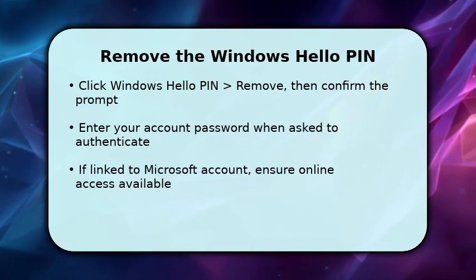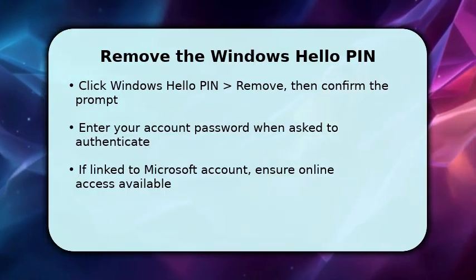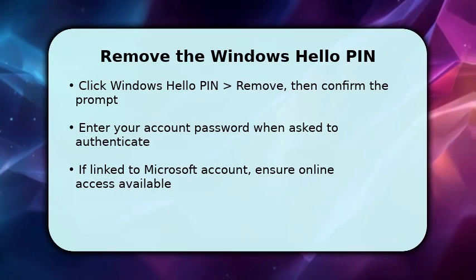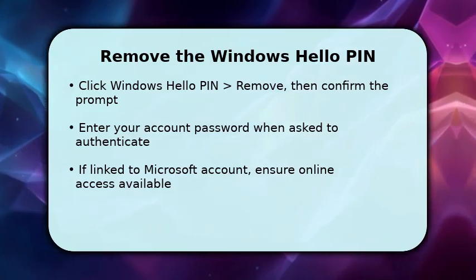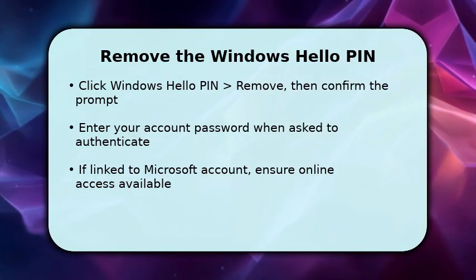You'll click Windows Hello PIN and press Remove. Windows will prompt you for confirmation to protect the account. When prompted, type your account password to authenticate. This proves you're authorized to change sign-in options.